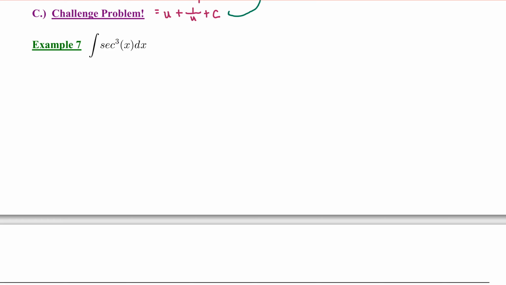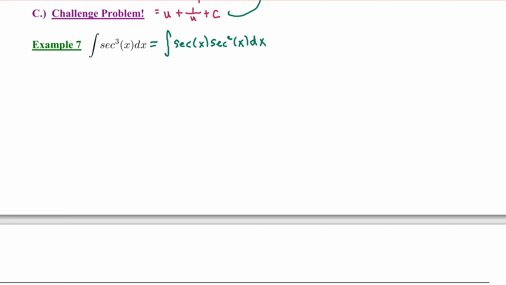We're going to go ahead and finish off this section with what I'm calling a challenge problem. Notice example 7, we have an odd power of secant, but this is not so much a challenge problem as a rite of passage. Integrating secant cubed of x is a fundamental calculus 2 problem that will follow you throughout calculus 3 and differential equations. Integrating secant cubed of x requires integration skills that we've previously learned. So let's see how we're going to handle this one. The first thing I'm going to do is simply to split up this integrand into the product of secant of x and secant squared of x.